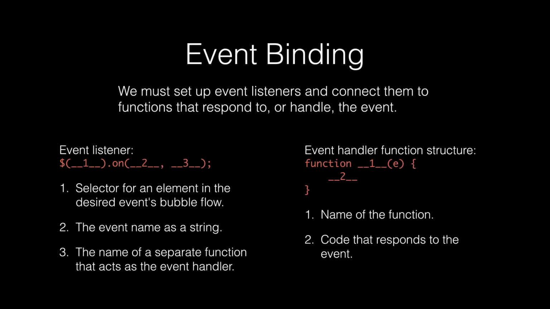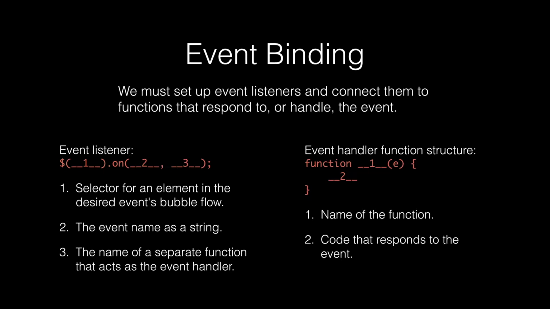So hopefully you can see those three pieces here in the event listener formula on the left. First is a normal jQuery selector where we pass in the object we want to select. Then we call .on, and in the first parameter of the on method, we name the event that we want to listen for, and it needs to be passed in as a string. And then in the third placeholder, we're going to name a separate function that acts as the event handler. So that means that you're going to have created or defined such a function.